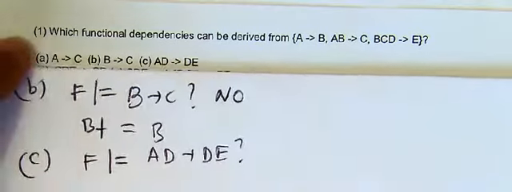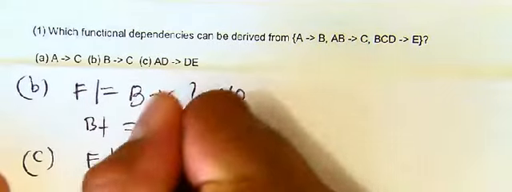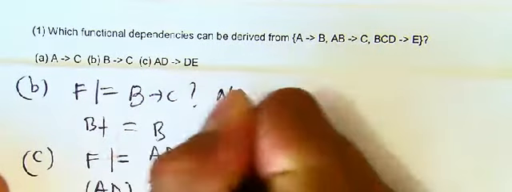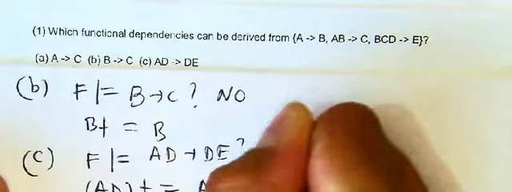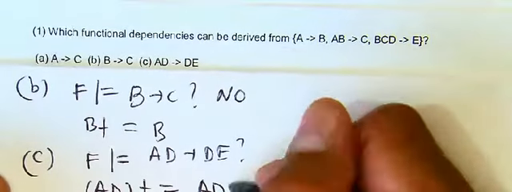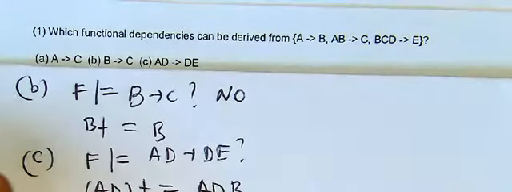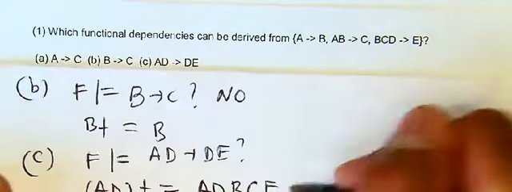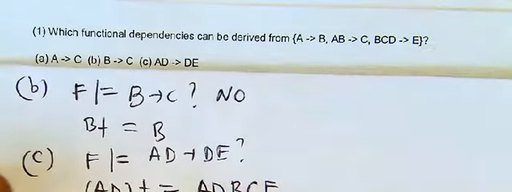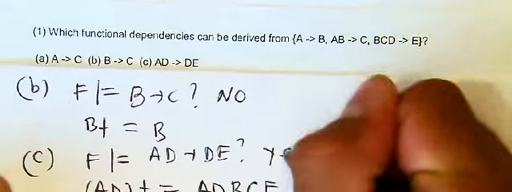So then we get the AD plus, which is AD. Getting A, we can get B. Getting A and B, we get C. And getting BCD, we get E. So DE is a subset of AD plus, so the answer here is yes.